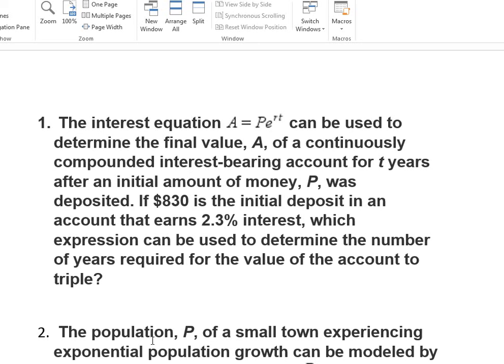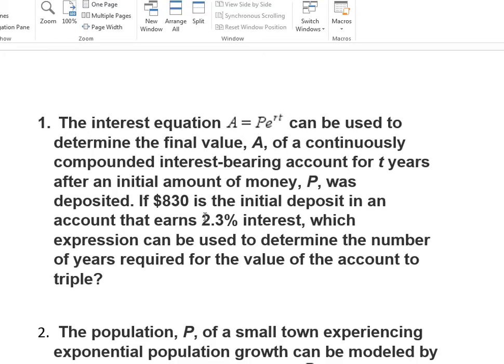All right, number 1. The interest equation A is equal to P times e to the rt can be used to determine the final value A of a continuously compounded interest-bearing account for T years after initial amount of money P was deposited. So you guys, all those finance majors, this is going to be really important for you. If $830 is the initial deposit and the account earns 2.3% interest, which expression can be used to determine the number of years required for the value of the account to triple?